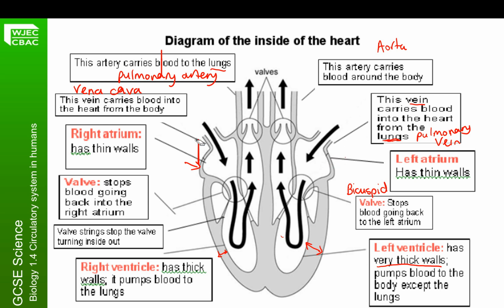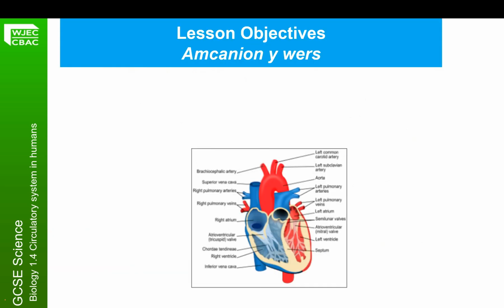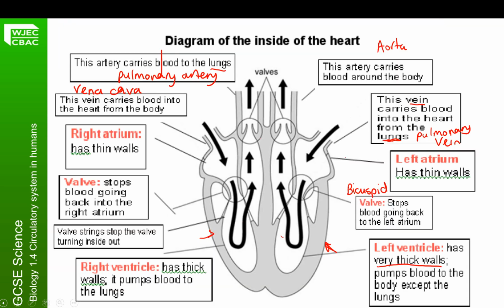And then the atria relax, that's the opposite of contract. The ventricles squeeze, and that closes the valves and forces the blood out through the arteries of the heart. So, where have we got to? Right atrium has thin walls. This valve is our tricuspid valve.